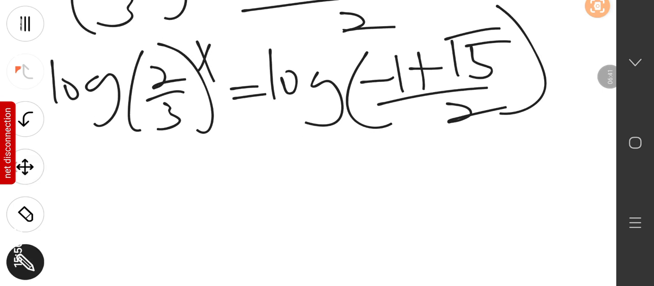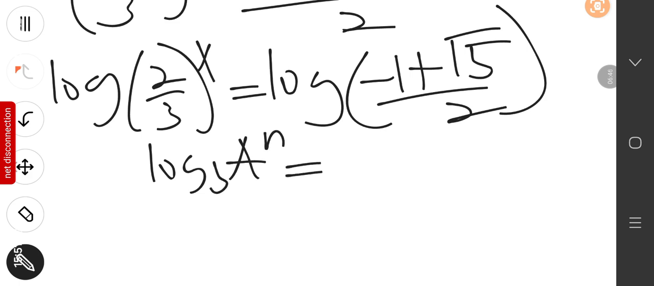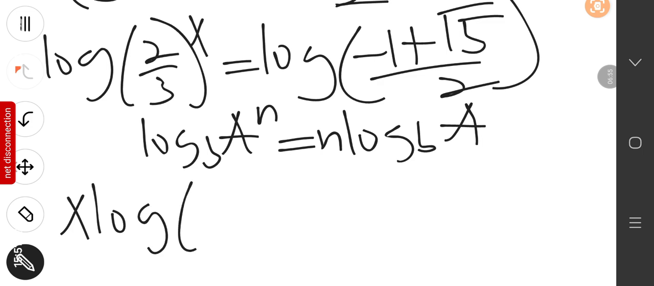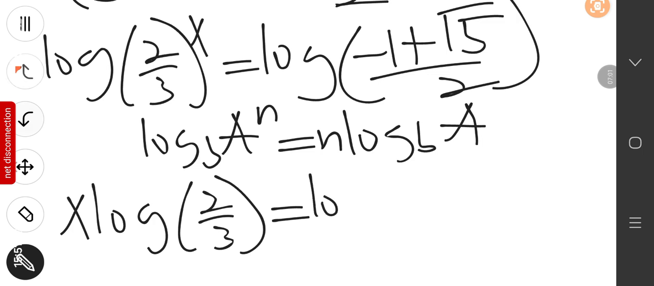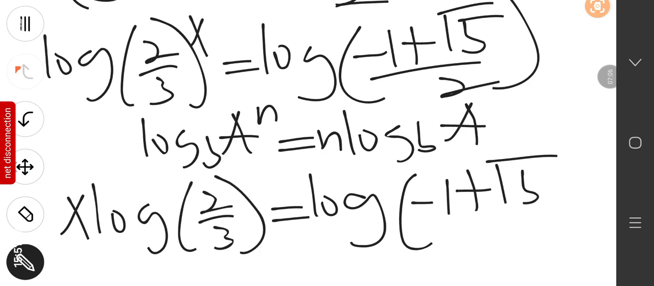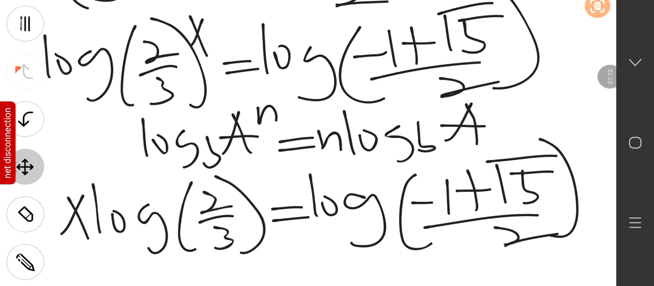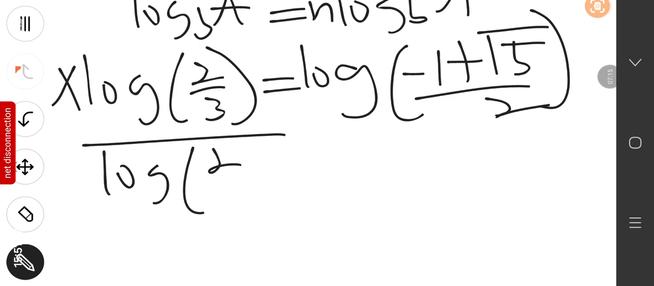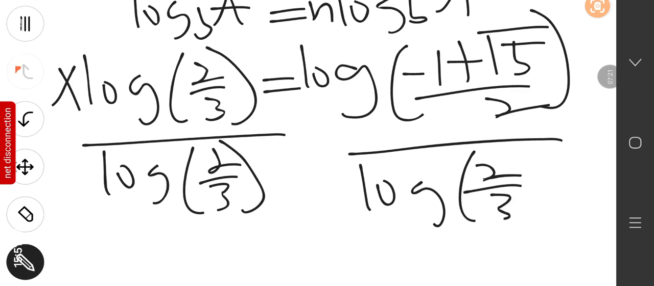All right, so let's apply the logarithm rule. So we know that log a exponent n base b is the same as n log a base b. So our equation becomes x log 2 over 3 equals log of minus 1 plus the square root of 5 all over 2. All right, so we're going to divide here by log 2 over 3, here by log 2 over 3.